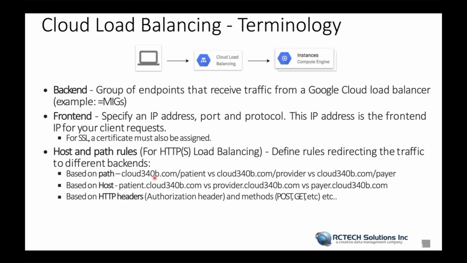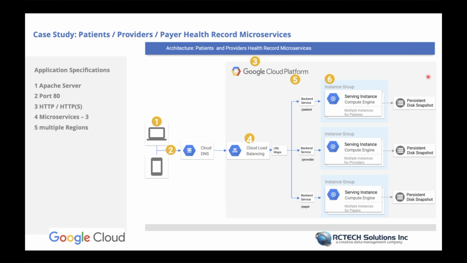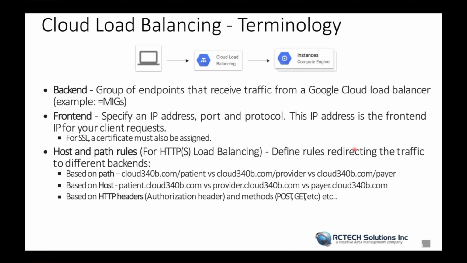For example, my application is cloud340b.com/patient, /provider, and /payer. Based on the path, you could route the traffic to the appropriate microservice and backend. I can also use the host name instead of the path, like patient.cloud340b.com, which routes to the patient instance group, and provider.cloud340b.com routes to the provider one, and similarly for the other one.